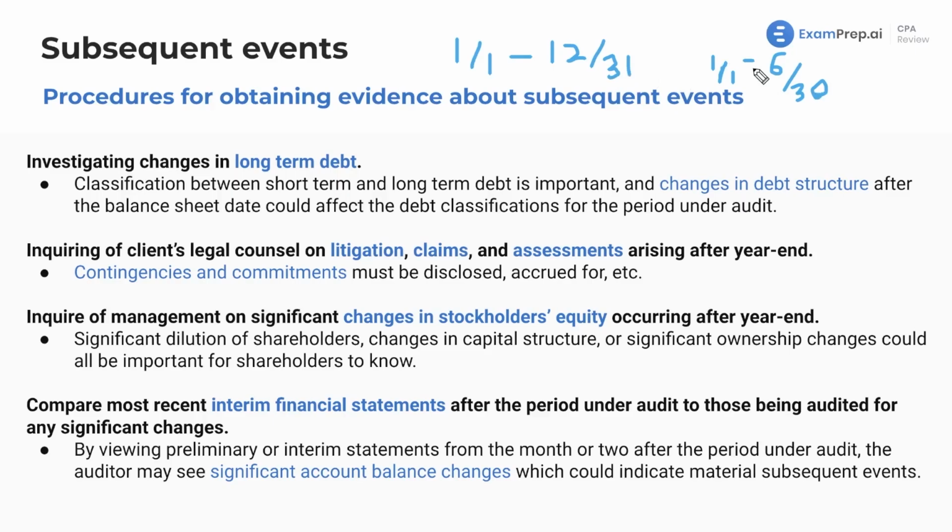I mean, why did our debt completely balloon, right? Why do our financial statements look very different? Well, that could result in identifying a significant subsequent event. By reviewing preliminary or interim statements from the month or two after the period under audit, the auditor may see significant account balance changes, which could indicate material subsequent events.